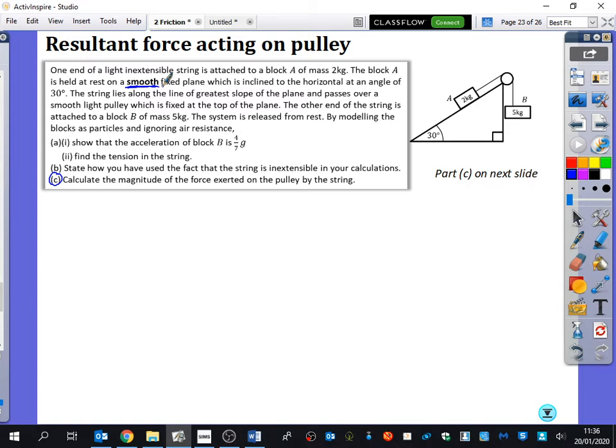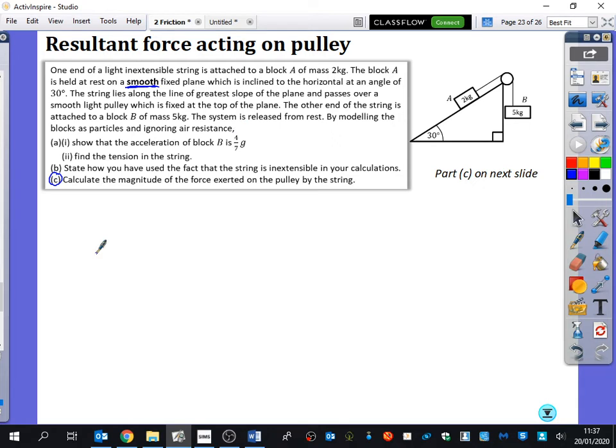So we've got one end of a light inextensible string is attached to a block A of mass 2 kilograms. The block A is held at rest on a smooth fixed plane, which is inclined to the horizontal at an angle of 30 degrees. The string lies along the line of greatest slope of the plane and passes over a smooth light fixed pulley. It's the same old stuff every time, isn't it? The other end of the string is attached to a block of mass 5 kilograms. It's released from rest. Modelling the blocks as particles and ignoring air resistance.